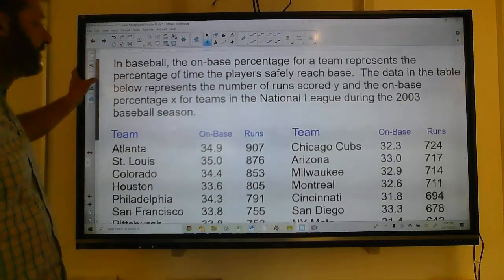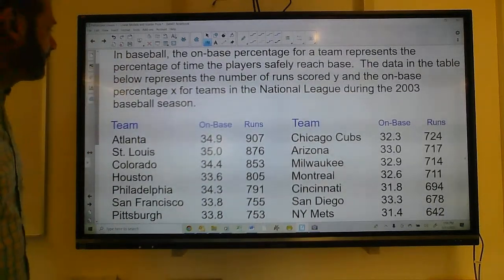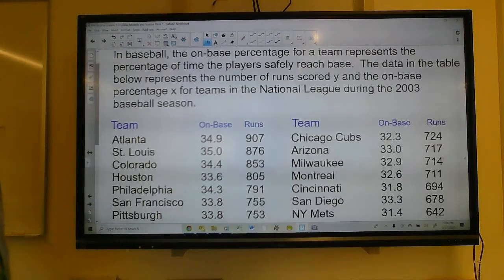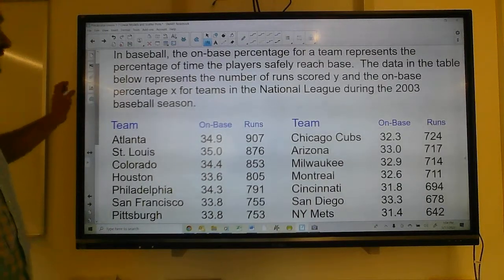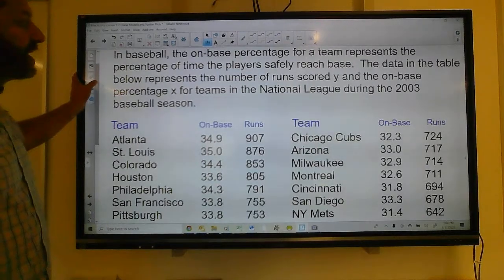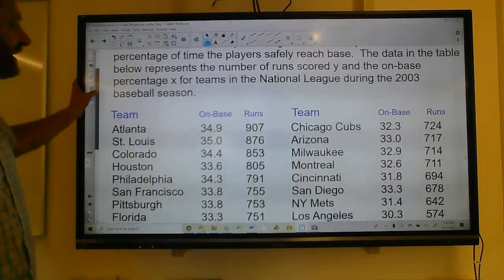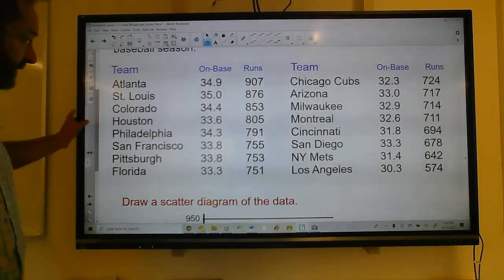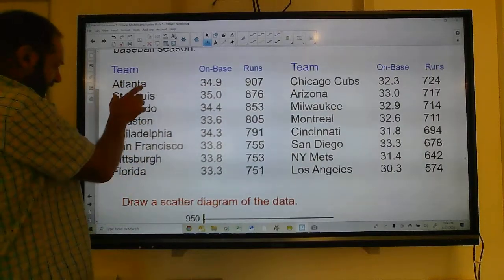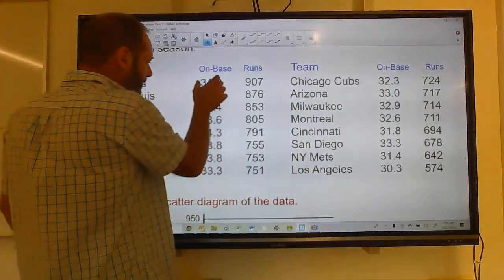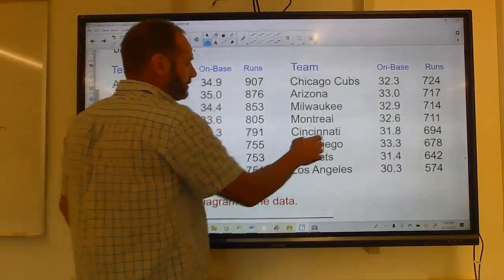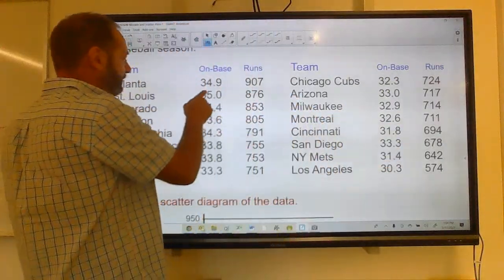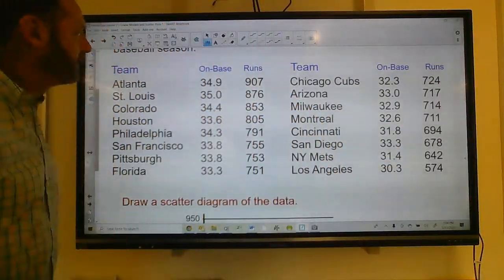Okay, in baseball, the on-base percentage for a team represents the percentage of time that players safely reach first base. The data in the table below represents the number of runs scored Y and the on-base percentage X for teams in the National League during the 2003 baseball season. So, here's your teams. Here's your on-base percentage. Okay, look at that. The best one was only 35%.